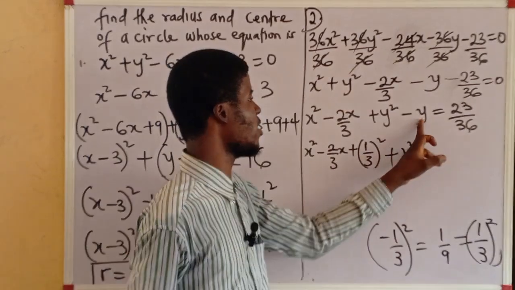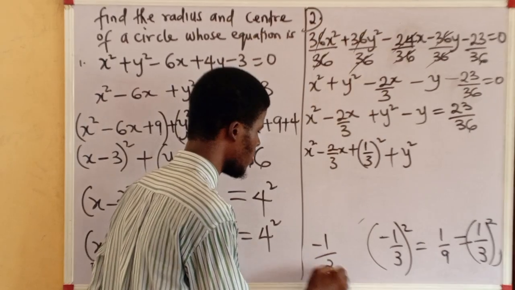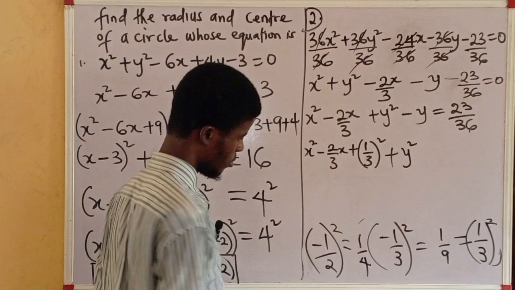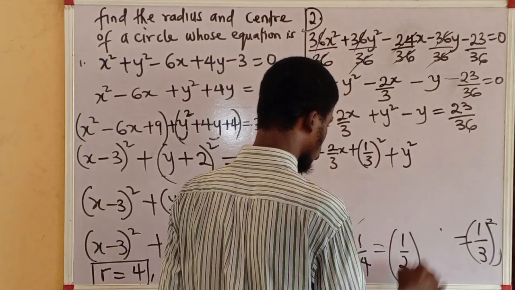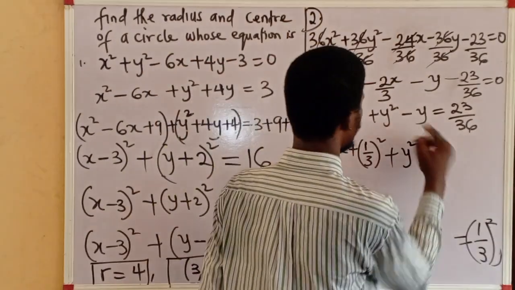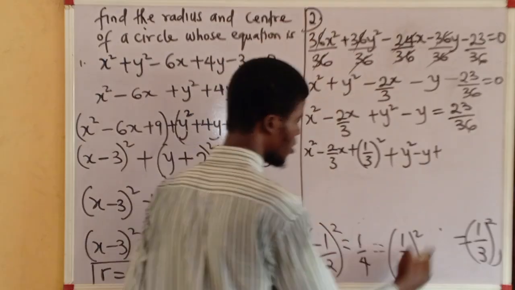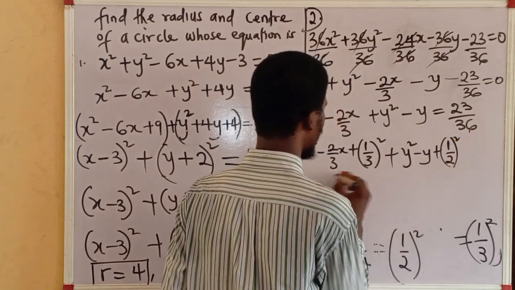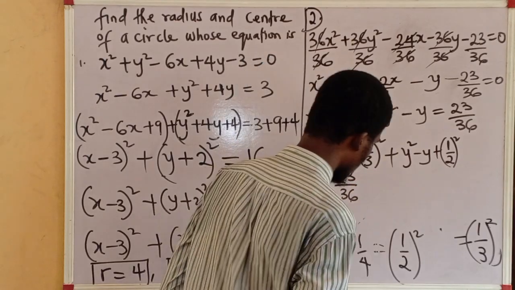The coefficient of y here is minus 1. Half of it is divided by 2. So the square is 1 over 4, which is equivalent to 1 over 2 all squared. So I'm going to write minus y plus, instead of writing this, 1 over 2 all squared, will now be equal to this 23 over 36.